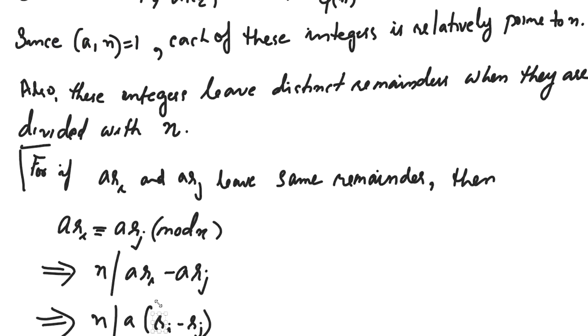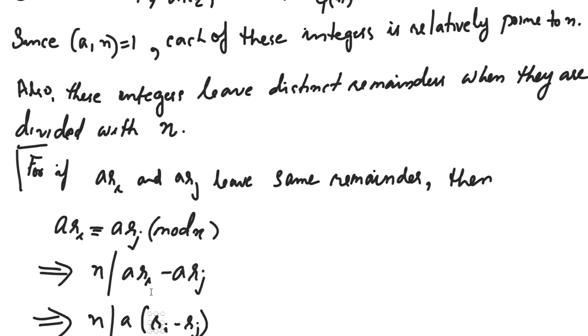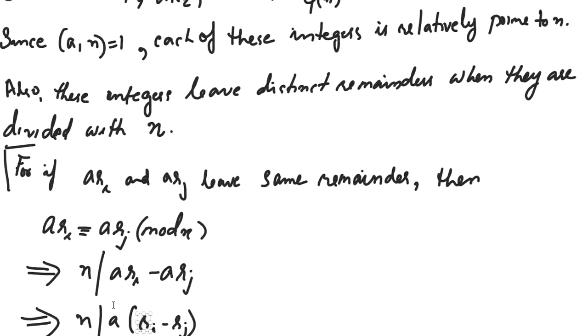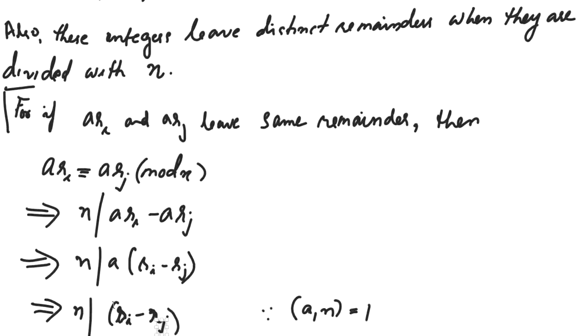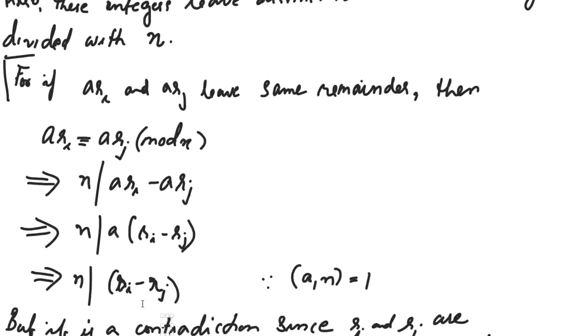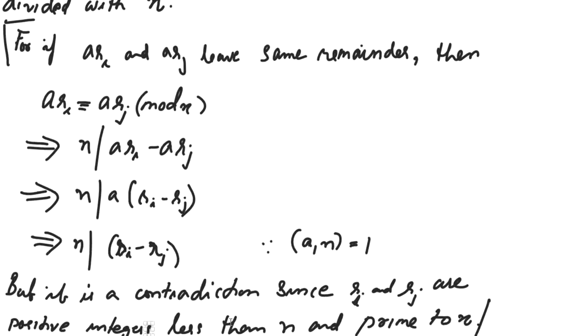That we can see. For if ari and arj leave the same remainder when divided with n, then ari will be congruent to arj mod n. That means n will be dividing ari minus arj. That is n divides a into ri minus rj. So n is relatively prime to a, therefore n divides ri minus rj. But it is a contradiction since ri and rj are positive integers less than n and prime to n.